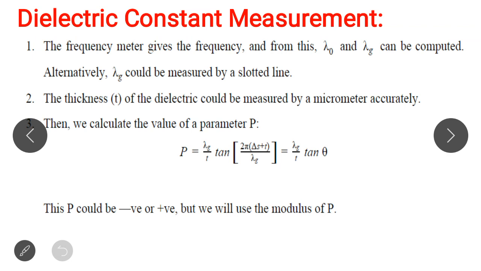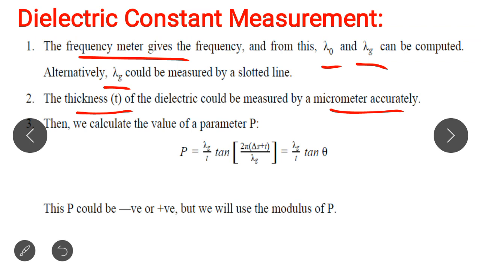Now first, the frequency meter gives the frequency, and from this we can calculate the value of lambda 0, that is the free space wavelength, and lambda g, that is the guide wavelength. Or alternatively, the guide wavelength could be measured using the slotted line section using the double minima method. Now second, the thickness, that is T, of the dielectric can be measured accurately by a micrometer.